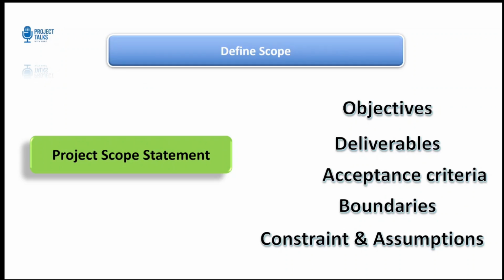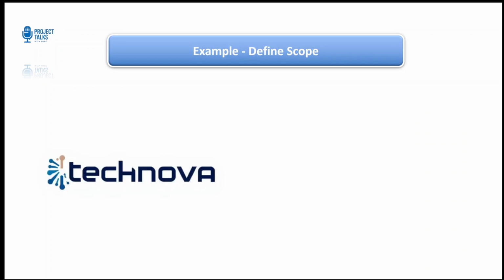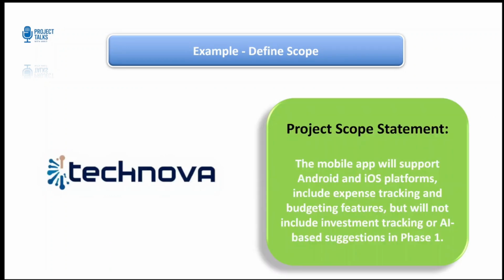Let's understand this with an example. In the TechNova app, the scope statement clearly states, let me read it out for you: the mobile app will support Android and iOS platforms, include expense tracking and budget features, but will not include investment tracking or AI-based suggestions in phase 1. This clarity ensures everyone knows exactly what's included and what's not.